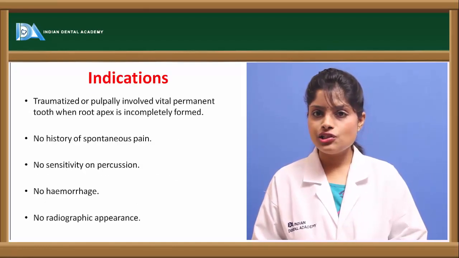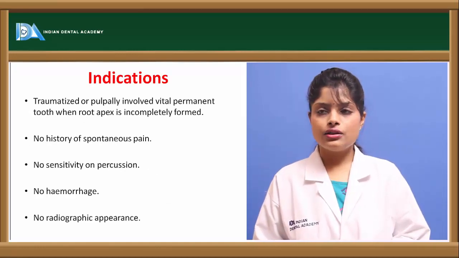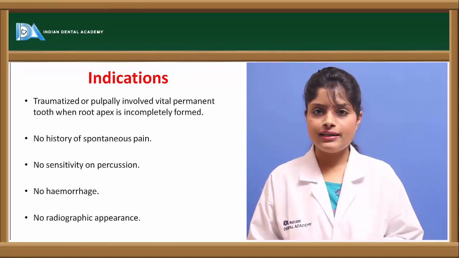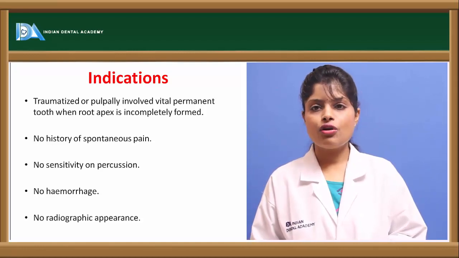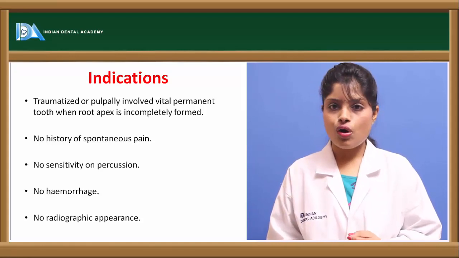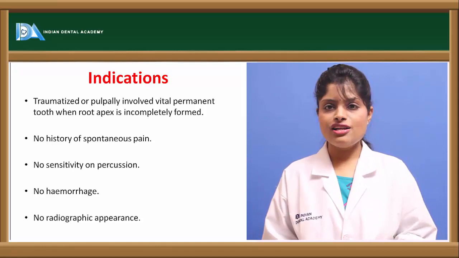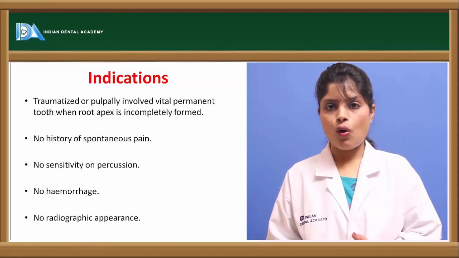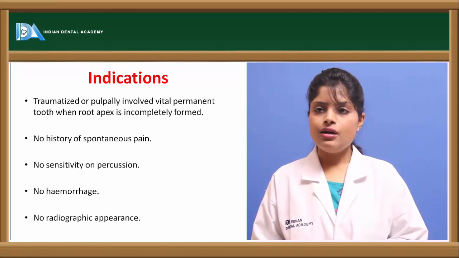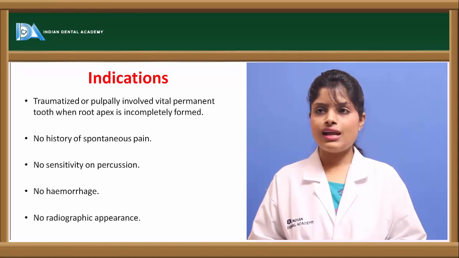The major indications for the process of apexogenesis are that the tooth should not have any history of spontaneous pain or any bleeding from the site or any pain on percussion. The tooth should also not have any periapical radiolucency or enlargement of the lamina dura or obliteration of the space. The tooth should be vital and should not have any signs of a non-vital tooth.